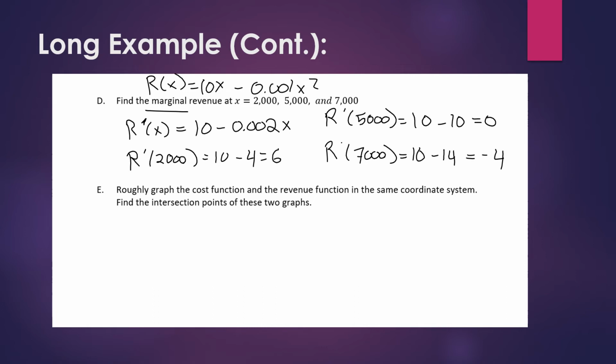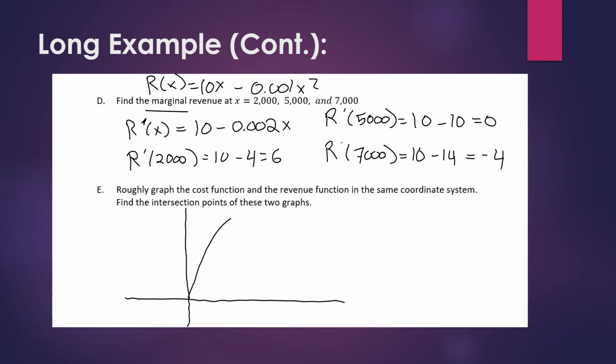Now part E is going to take up quite a bit of room, so I have the next slide also dedicated to part E. So E says roughly graph the cost function and the revenue function in the same coordinate system and find the intersecting points of the two graphs. So this is where it takes a little bit of work. And having a graphing calculator would definitely help.